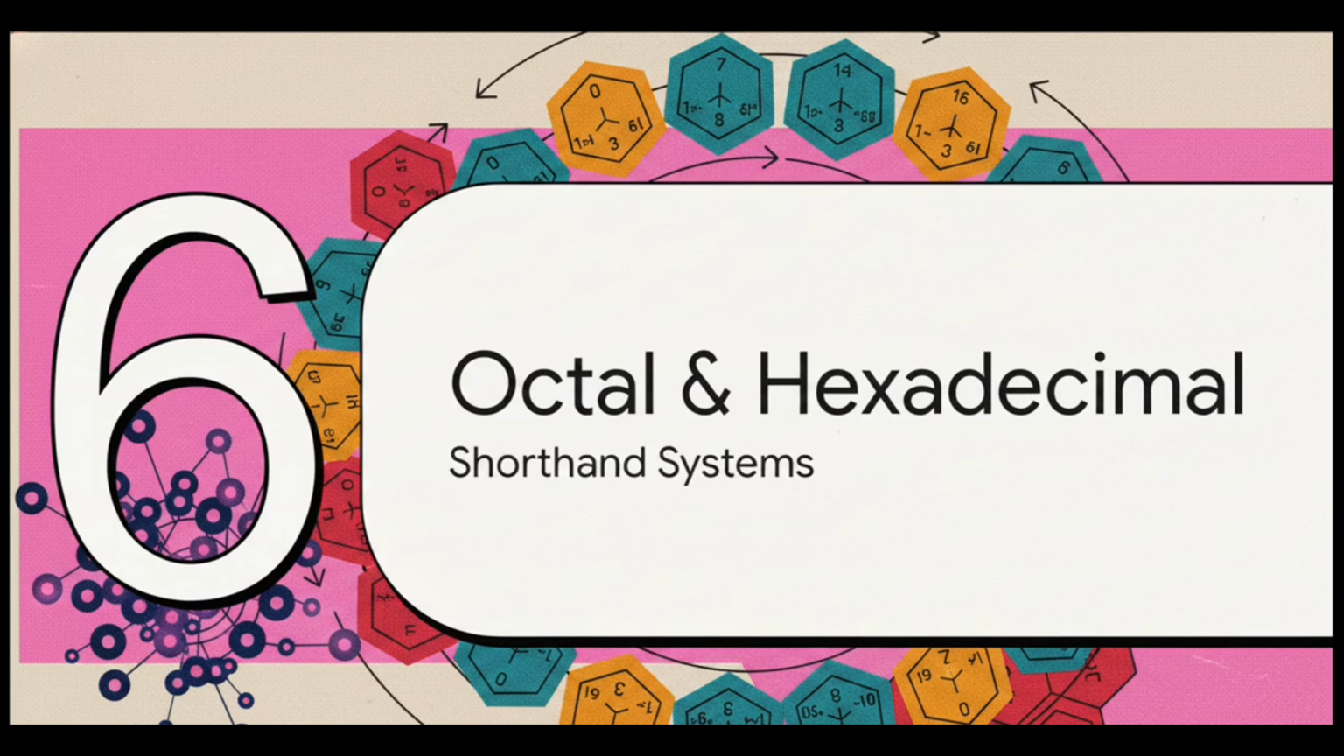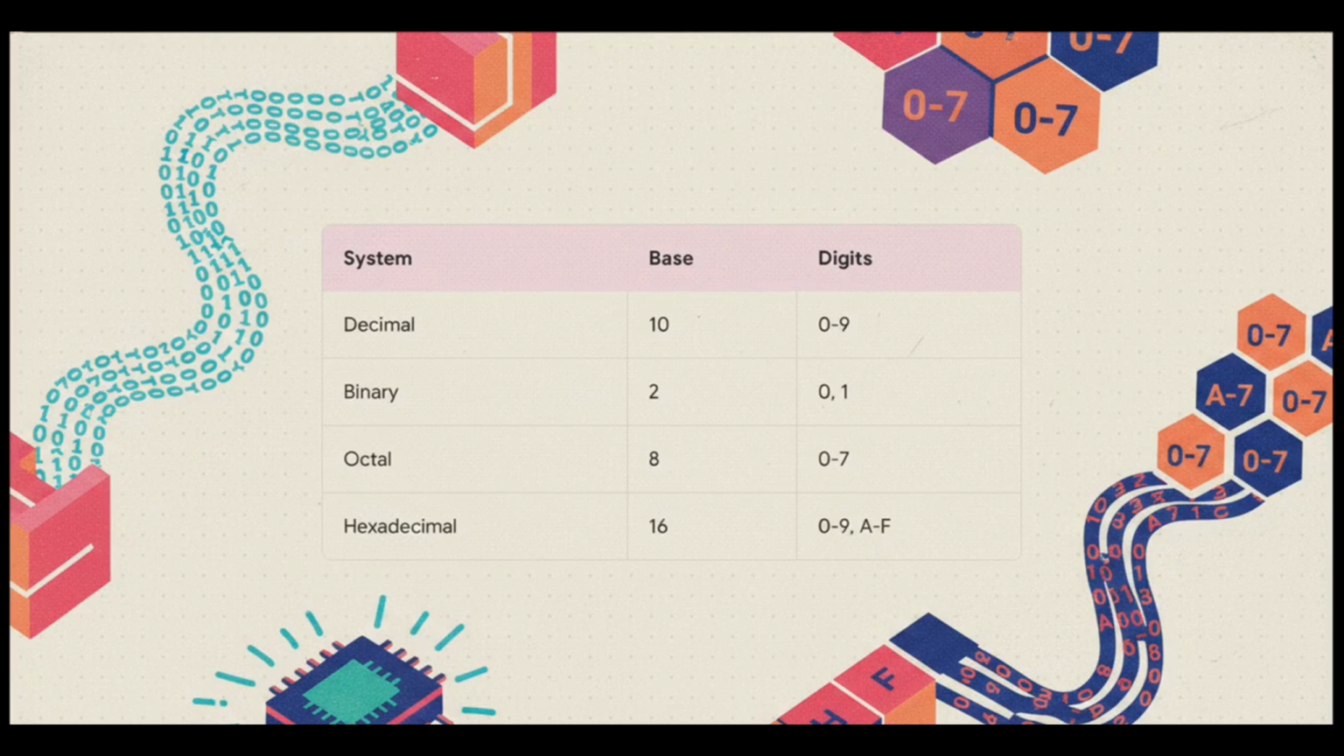Section 6. Octal and hexadecimal systems. Let's be real, typing out 32 ones and zeros is completely exhausting and it's super prone to errors. So computer scientists use higher base systems as a shorthand. Comparing these systems shows why they're a lifesaver. We know decimal is base 10 and binary is base 2, but we also have octal, which is base 8, using digits 0 through 7, and then there's hexadecimal, a massive base 16 system.